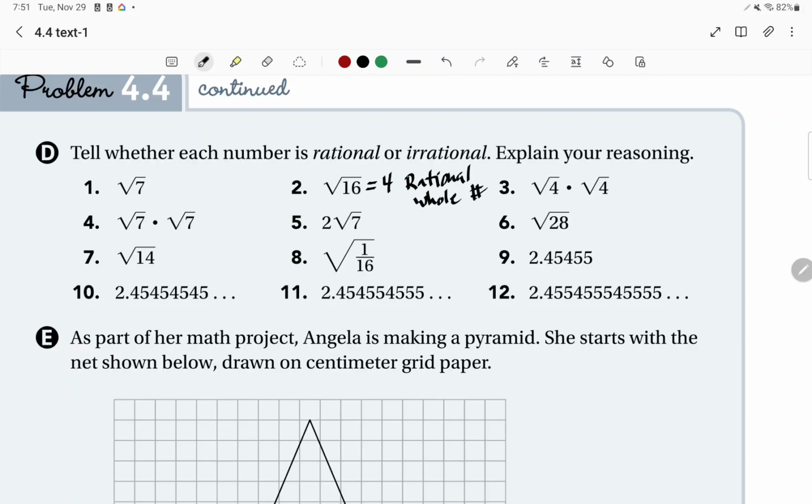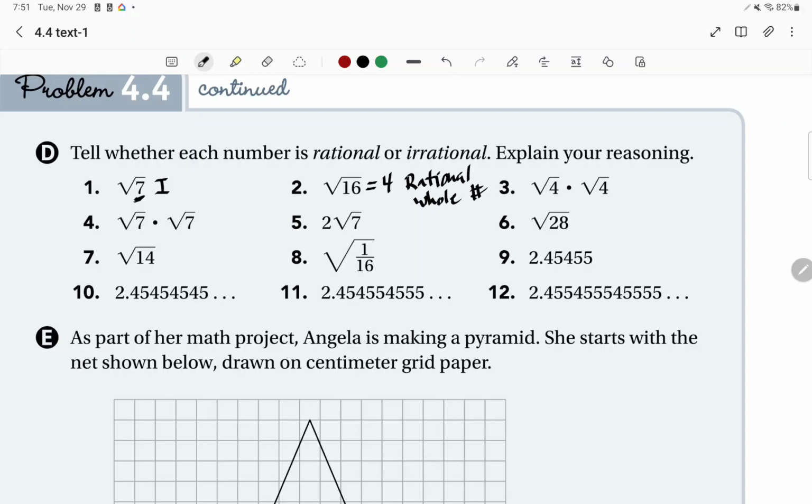Okay, number 1, this is irrational. It's irrational because, remember, if you take the square root of a number and that number inside is not a perfect square, then it's always irrational. So it's irrational for that reason. It's going to be non-repeating and non-terminating.